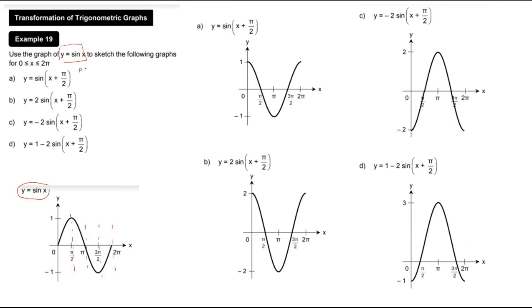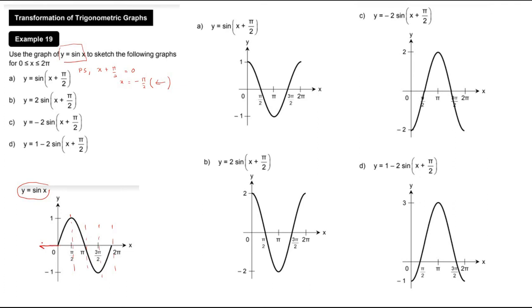How to find phase shift? Take the value inside the bracket. So, x plus pi over 2 equals 0. We get x equals negative pi over 2. Negative maksudnya, graph kita akan bergerak ke kiri. Okay, negative pi over 2, gerak ke kiri sebanyak pi per 2 unit. So, ini daripada kosong, dia akan pergi negatif pi over 2. Daripada pi over 2, pergi kosong.